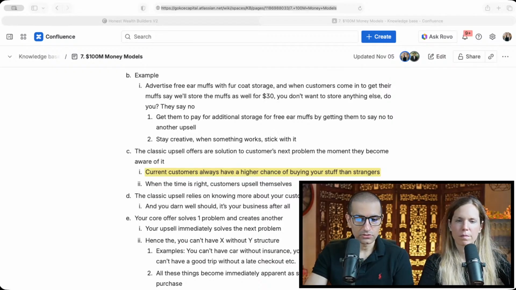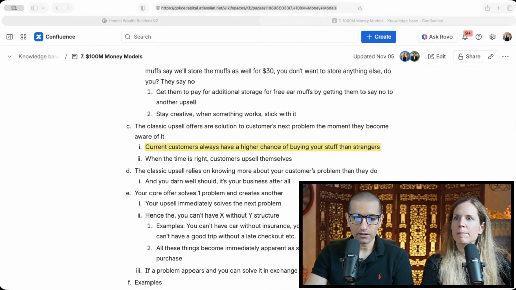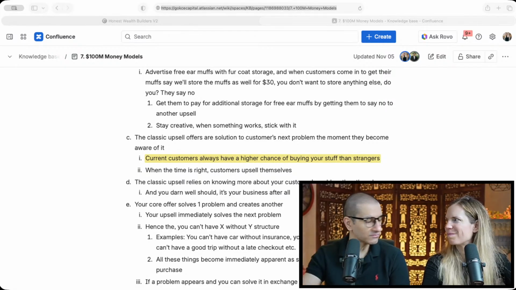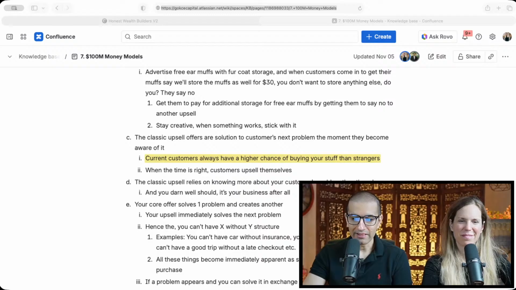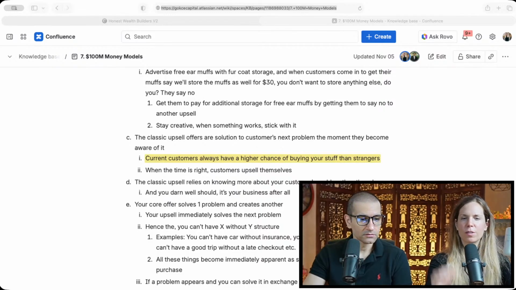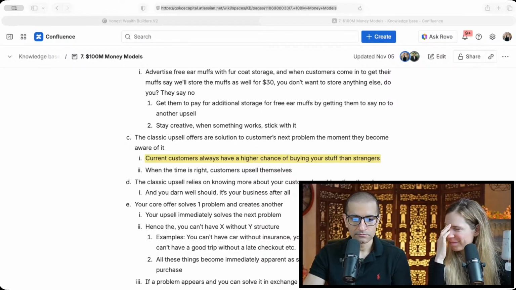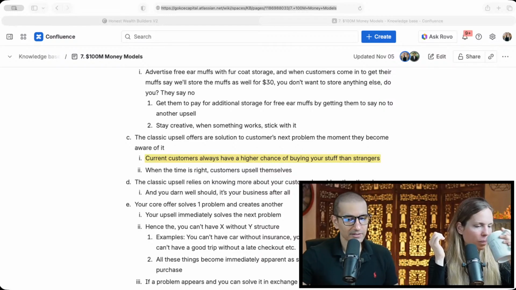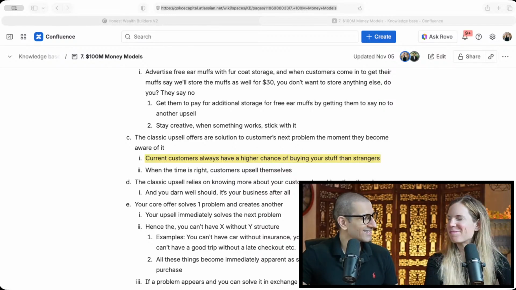So, fur coat storage, right? They have this free offer where they said, oh, we're giving you free earmuffs, like fancy fur earmuffs. I wonder, is there still really a market for fur? It's very niche, but very rich people have to spend their money somehow. If you're making 100 million in income, what are you going to do? You're going to have fancy taste. Buy land from us.